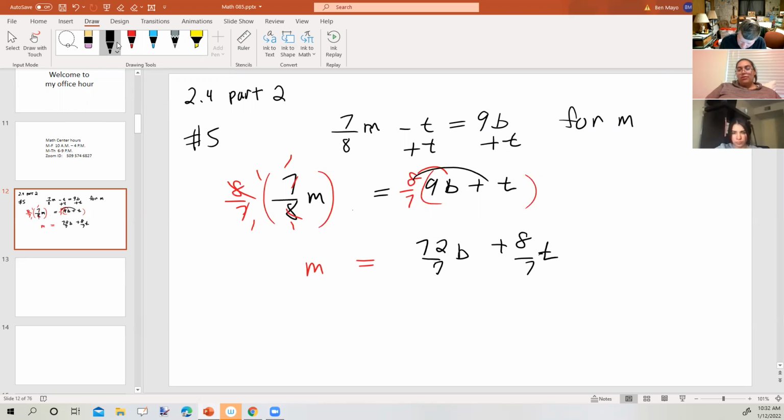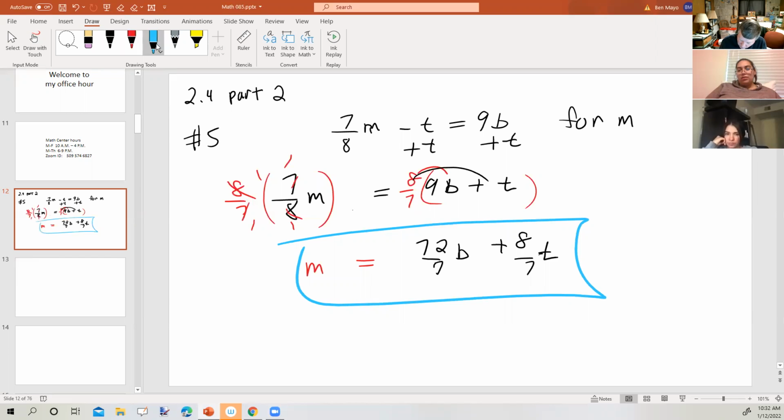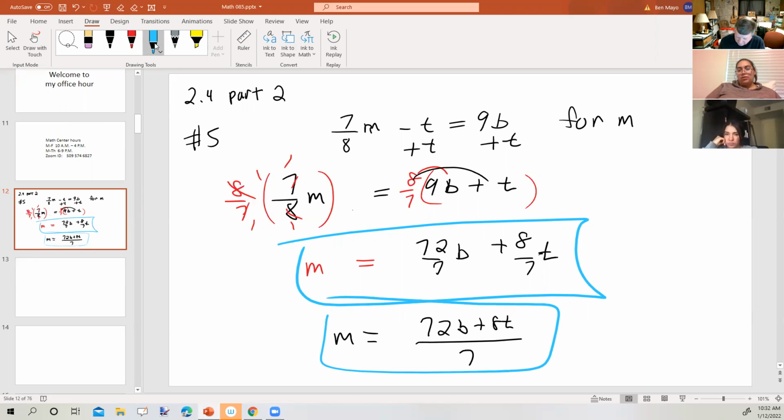And you could write it that way. Or you could distribute the 8 and leave the 7 in the entire denominator, and then it would look like this, 72b plus 8t all over 7. So either one of those is correct. Any questions about that particular problem? All right, let's take a look at another student's request.